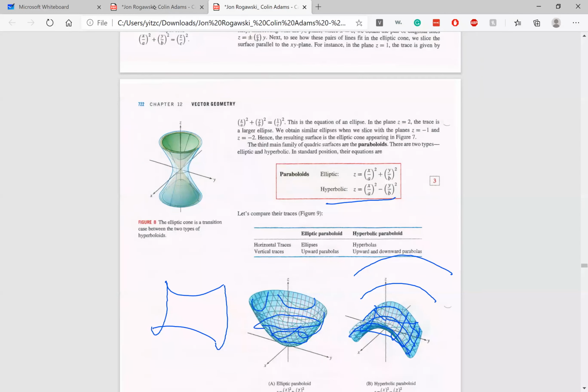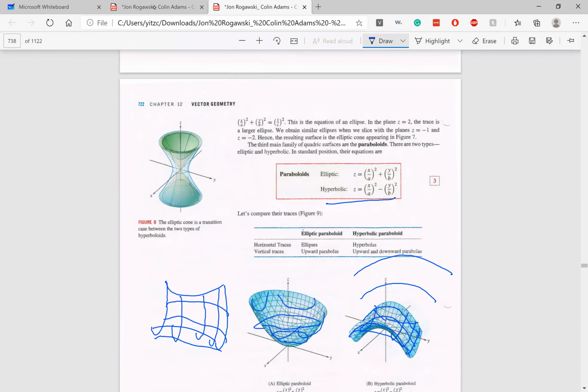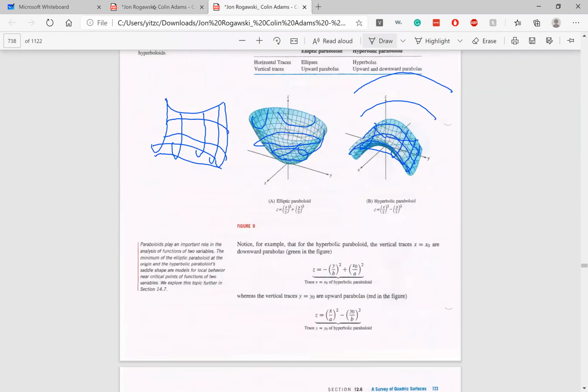And again, these over here come about when you set y to be constant, and then the other parabolas come around when you set x to be some constant, and then you have the negative parabolas that come about when you set y to be a constant. Okay.